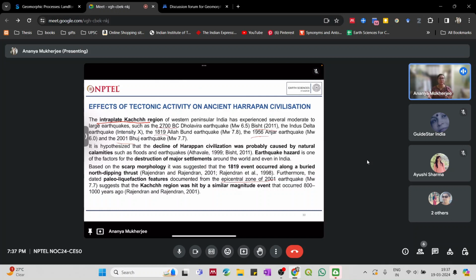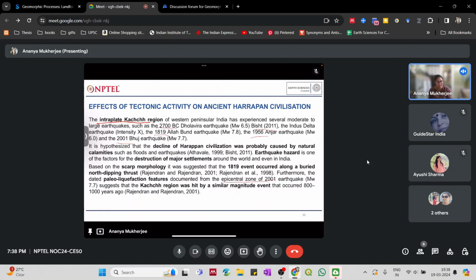the rupture that was created during that time is actually kind of buried under later layers of deposition, and if there is no surface manifestation, it is very difficult to point out the area which is actually prone to future earthquake events also.